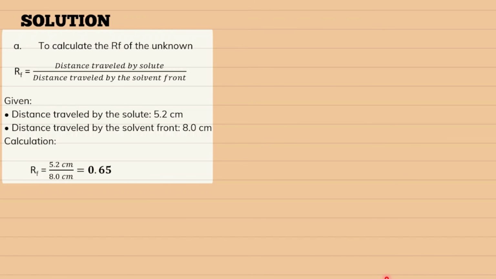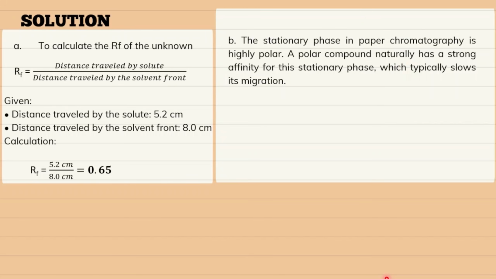Now next we are to predict what would happen if a more polar solvent is used. We must first understand the mechanism of paper chromatography, and it is based on the partitioning of solutes between two phases, the stationary phase and the mobile phase. But the stationary phase in paper chromatography is highly polar. So a polar compound naturally has a strong affinity for this phase. That's why a polar compound binds more tightly to the stationary phase.